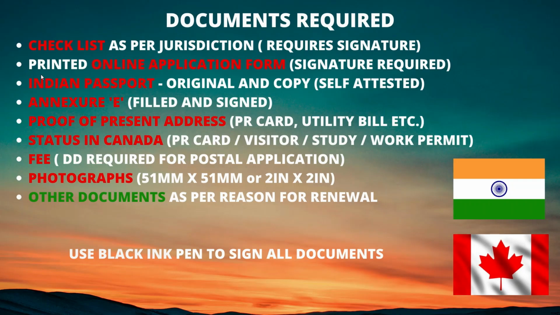The second one is that you need to fill in the online application, download this form, print it, and attach it to your application with your signatures. Then you need to provide the Indian passport original and a copy with your signatures. The other one is Annexure E, which you need to fill in and sign as well. You need to provide proof of your present address. It could be your PR card, a utility bill, or any government-issued ID with a photo. Your status in Canada: it can be a PR card, a visitor's permit, a study permit, or a work permit.